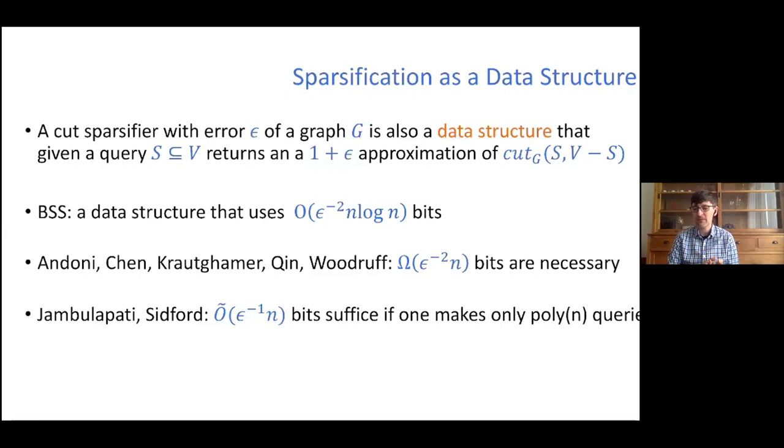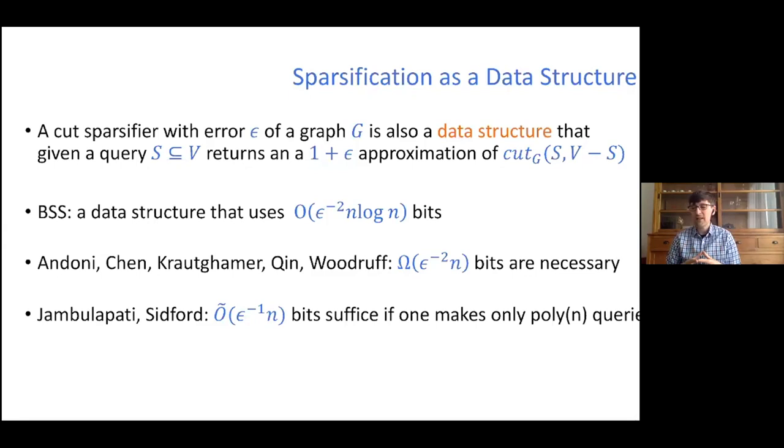But could there be a better data structure for this problem? There actually have been studies of sketching for graphs. Sketches are basically data structures that allow you to reconstruct some information about the data that you have sketched. This work was looking at whether you can sketch graphs in a way that you can recover either just cuts or even the whole Laplacian quadratic forms. Jambulapati and Sidford studied the harder problem of sketching graphs so that you can recover approximately the quadratic form.